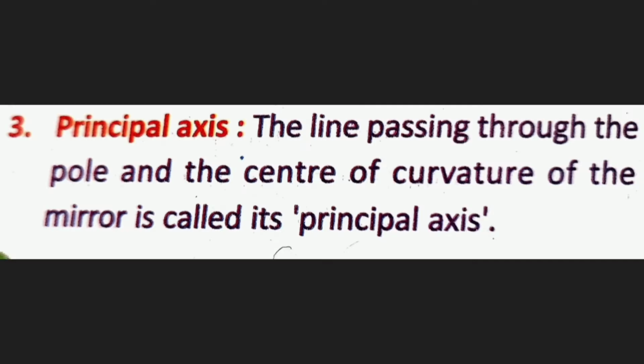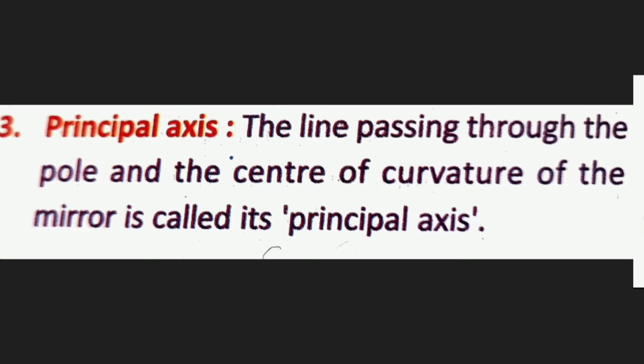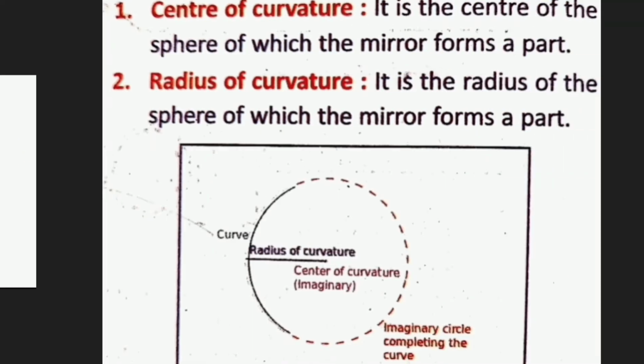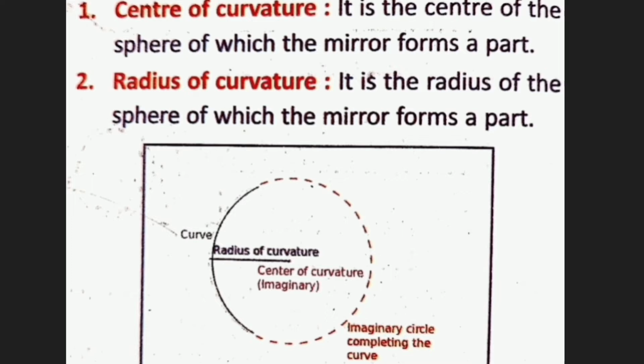Now let us take a look at the definition of the principal axis. Principal axis is the line passing through the pole and the center of curvature of the mirror. This line is called the principal axis. Now what is the pole of a spherical mirror? It is the midpoint of the spherical mirror. As I showed, it is the center of the spherical mirror, not the center of the sphere. The center of the sphere is known as the center of curvature. It is the center of the sphere of which the mirror forms a part. That means the mirror is a part of a sphere, and the center of the sphere is known as the center of curvature.